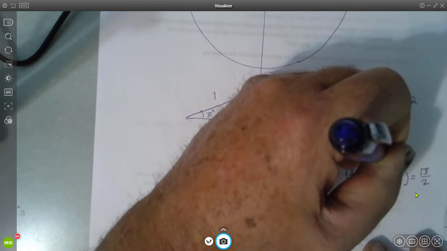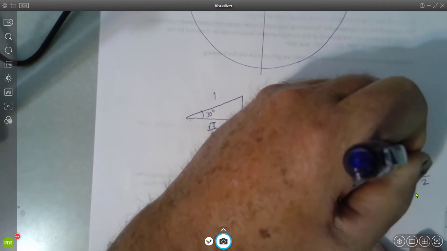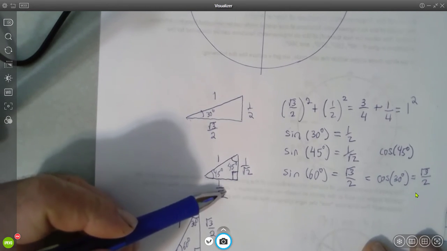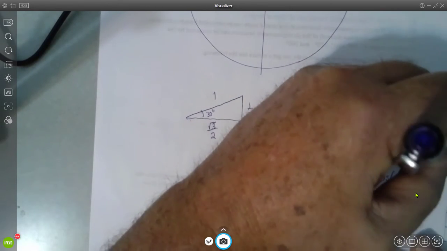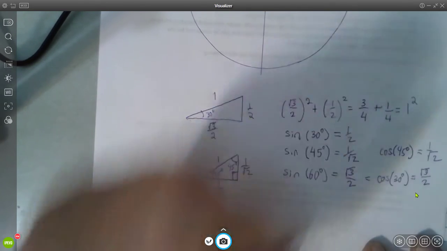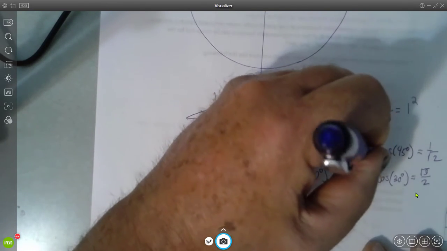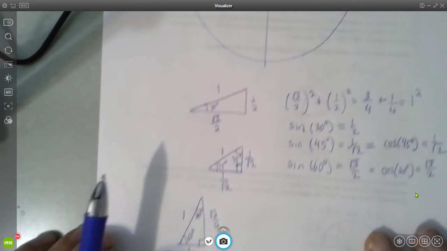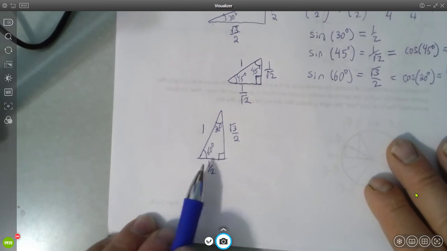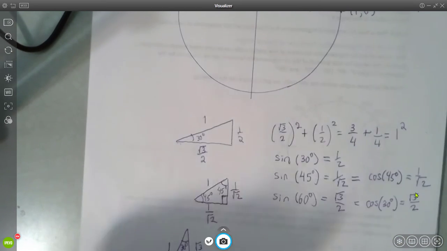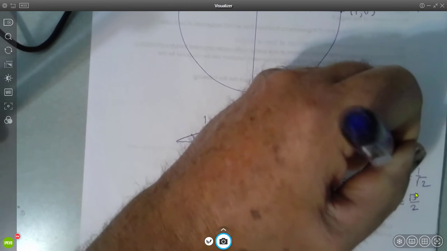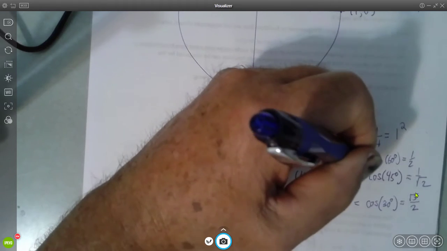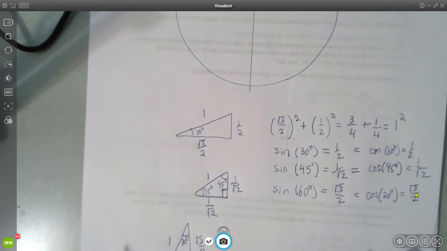The cosine of 45 degrees, well, adjacent over hypotenuse, that's 1 over root 2. And check that out, that's the same as the sine of 45 degrees. And the cosine of 60 degrees, down here, adjacent over hypotenuse, that's 1/2. And that happens to be the same as the sine of 30.